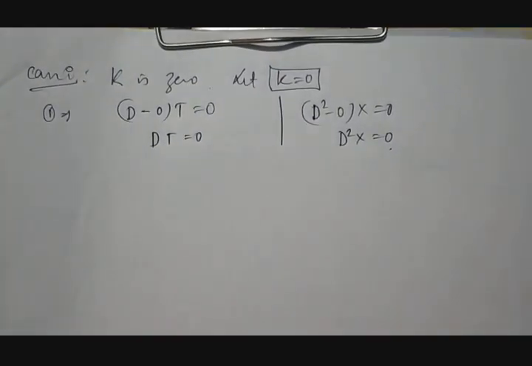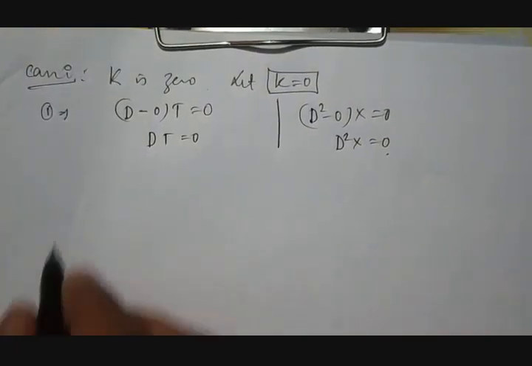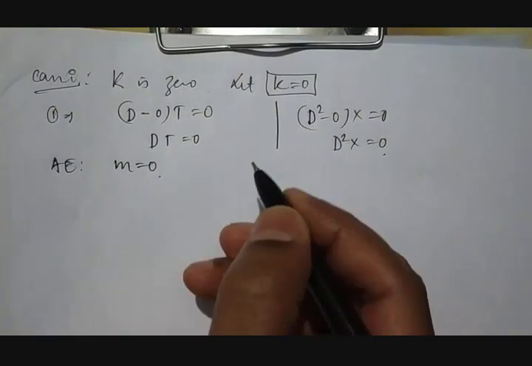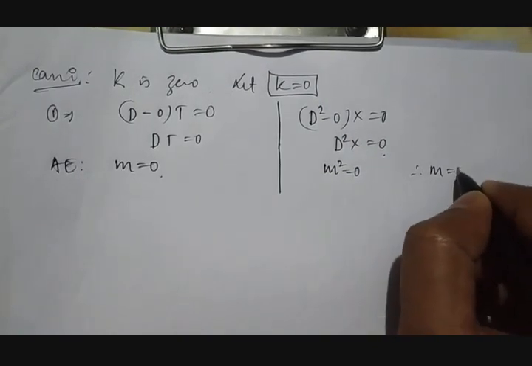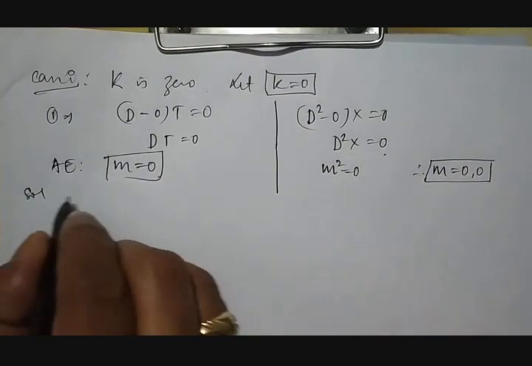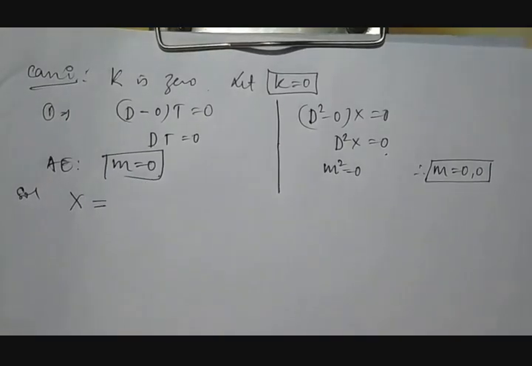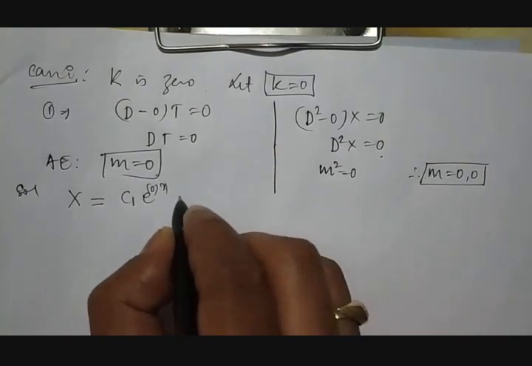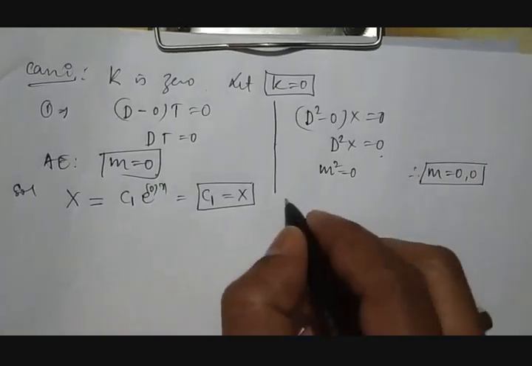Then solution is possible after getting the auxiliary equation, because that is required to get a root. If you apply the auxiliary equation, then m is equal to 0, and similarly m square is equal to 0. Therefore, m is equal to 0 and 0. So the solution for this is x equal to, since it is a single root and it is 0, C1 into e raised to 0 times x, that is nothing but C1. Therefore, x is equal to C1.